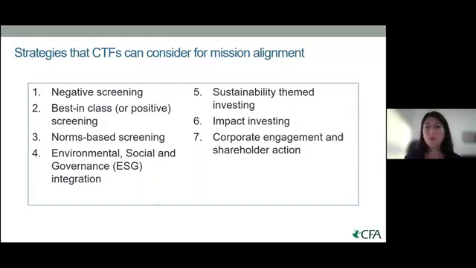For example, if we talk about sustainability-themed investing, you might start already thinking about actively investing in green bonds, blue bonds, sustainable bonds, impact bonds. So that needs a certain level of understanding of the risk and also the returns that these particular products might deliver, and it will require an active investment by the CTF on these products.